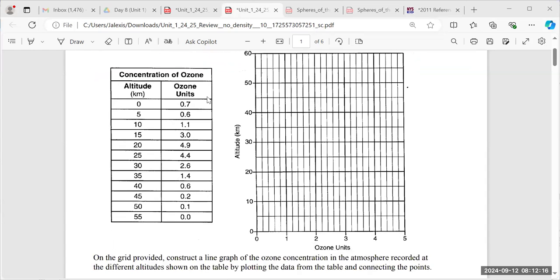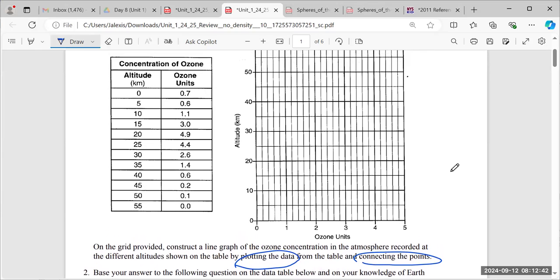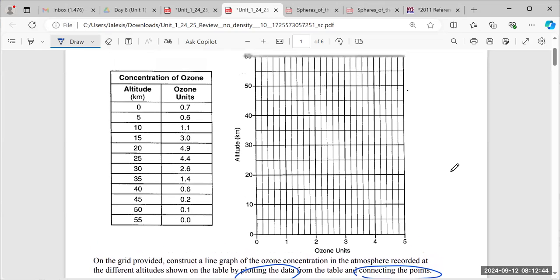Okay. And it says on the grid provided, construct a line graph of the ozone concentration in the atmosphere recorded at the different altitudes shown on the table by plotting the data from the table and connecting the points. Now, I'm not going to plot each one. I will show you the answer at the end. But here's something that is very important.